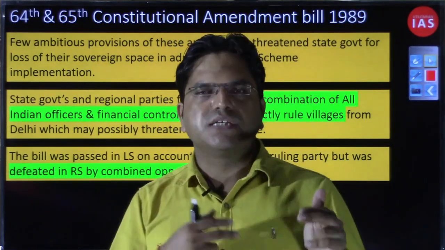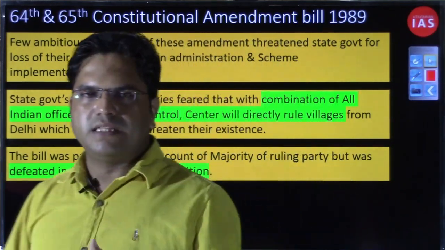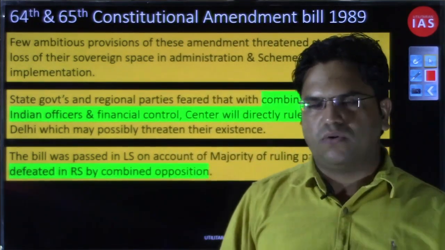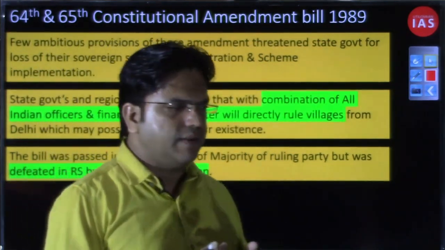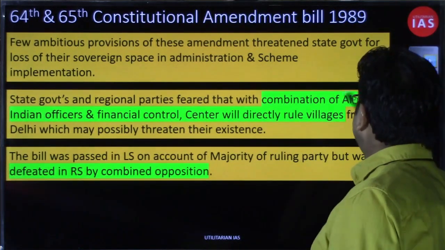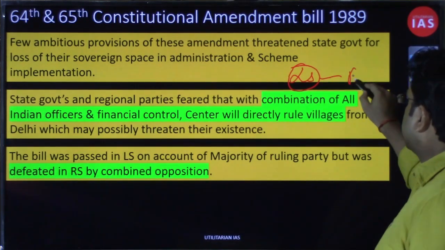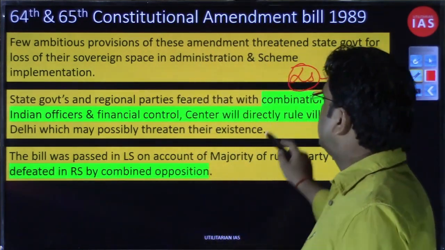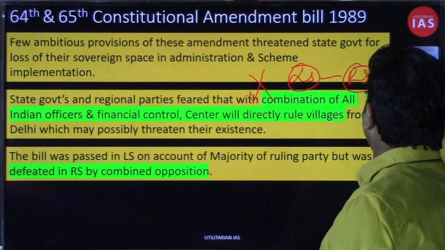So Congress was going to invent a role for itself. Congress would have dominance. They would have a good image in the state, that all the things are being done by the Congress. So the regional parties' existence was ultimately threatened. They felt threatened, and the result was that in Lok Sabha, the Rajiv Gandhi led government had a huge majority, so it crossed the Lok Sabha stage, but faced with the collective might of the opposition parties in the Rajya Sabha, this bill faltered in 1989. So that was about the 64th and 65th amendment.